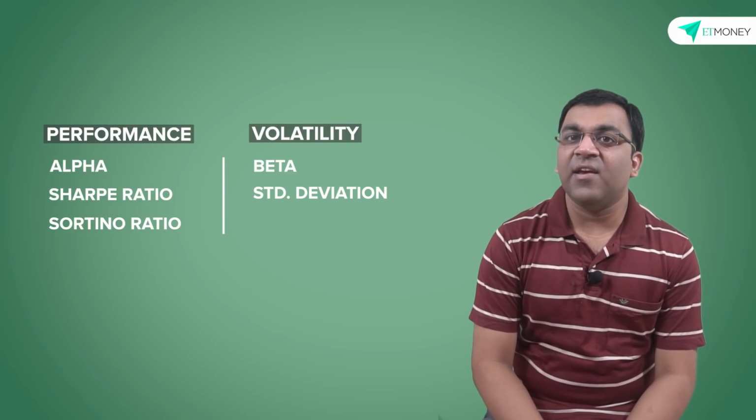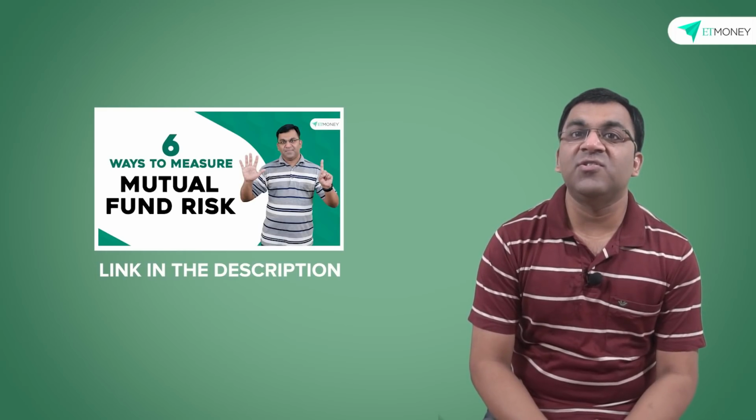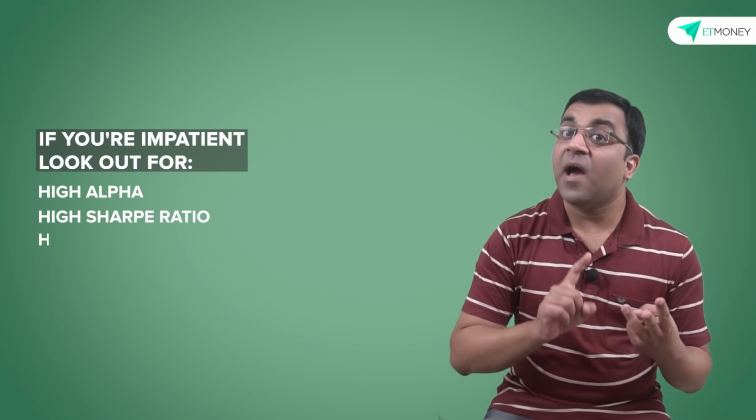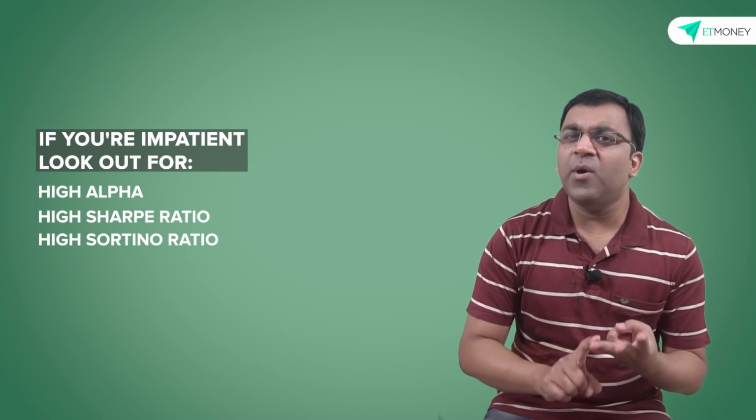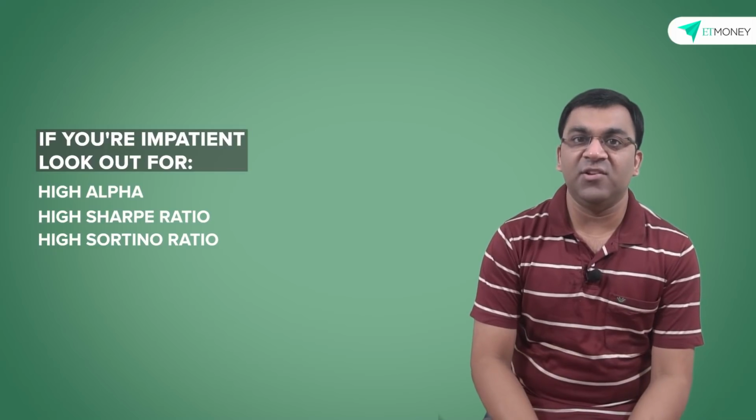For a better understanding of what is an alpha, beta, Sharpe ratio, Sortino, and the standard deviation, do watch the video we released last month on the 6 measures of mutual fund risk. And while it is in part 2 of this portfolio review video that we'll be going deeper into the understanding and identification of the right signals, if you're a bit impatient and want a shortcut, do look out for funds that give you a high alpha, a high Sharpe ratio, a high Sortino ratio, and don't worry much about the beta and the standard deviation.